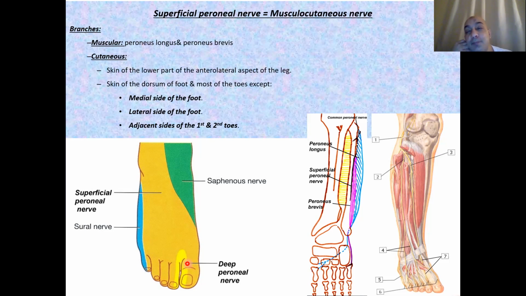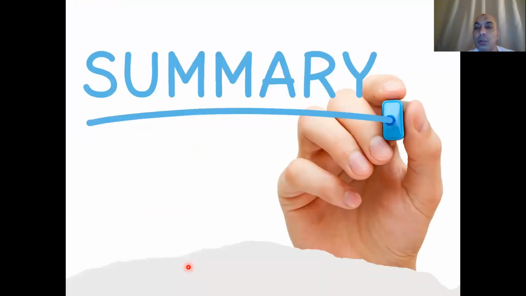Also, this name is great because it denotes that it supplies muscle, which is peroneus longus and brevis, and finally gives the cutaneous distribution for the lower part of the anterolateral aspect of the leg and most of the dorsum of the foot, except the 3 areas: the medial aspect by saphenous nerve, the lateral aspect by sural nerve, so you can memorize by SS, S medially for saphenous and S laterally for sural nerve, and the adjacent side between the big toe and the second toe.